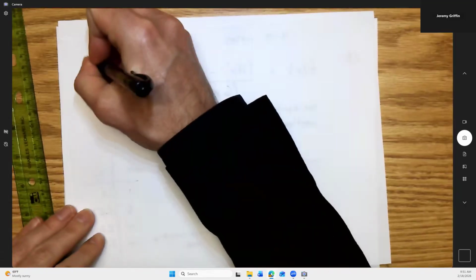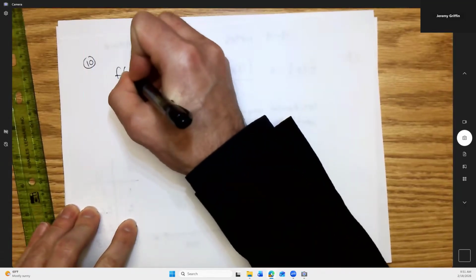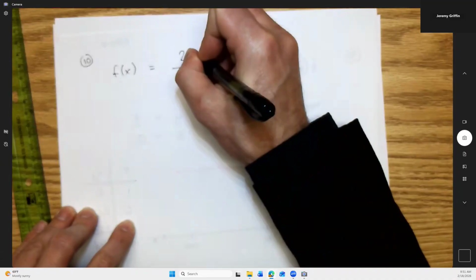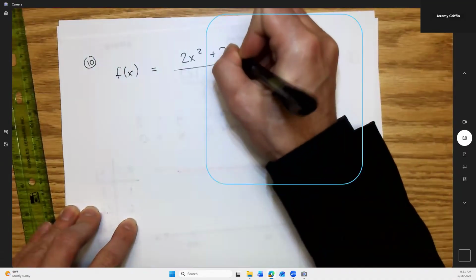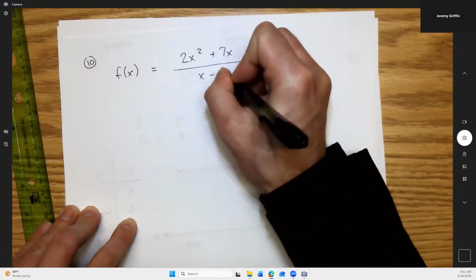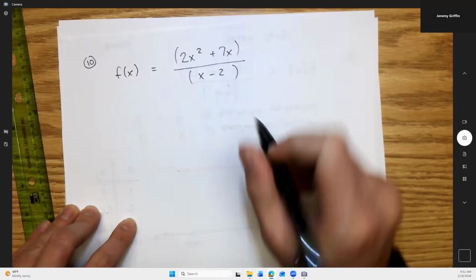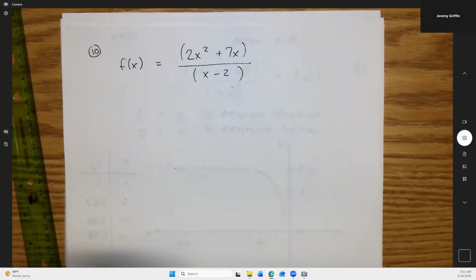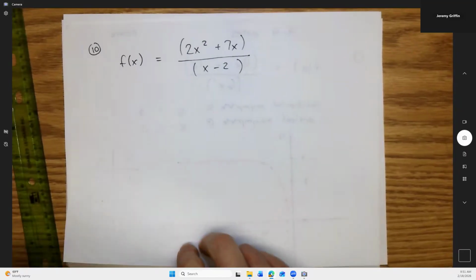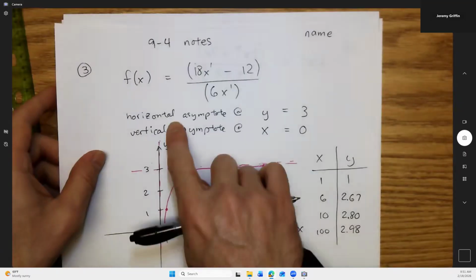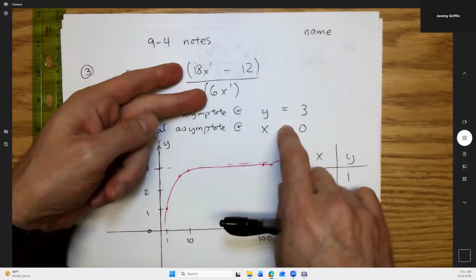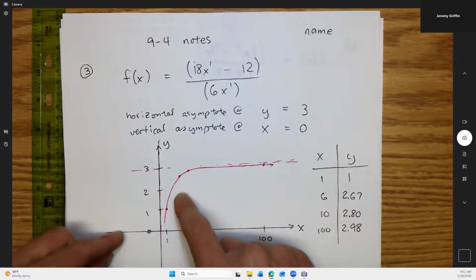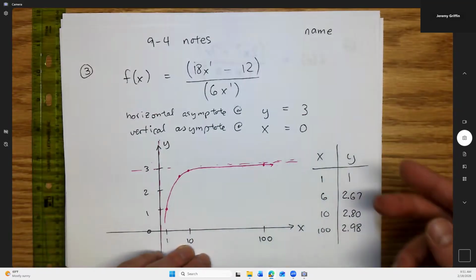Number 10: f of x equals a fraction, with 2x squared plus 7x in the numerator and x minus 2 in the denominator. Let's copy that. Now, if I go back to the previous question, how did I get the horizontal asymptote? Remember I plugged in like 1,000,000 for x, like we're pumping out 1,000,000 parts at the factory? It's asymptotically approaching 3, and the graph also backs that up. It's asymptotically approaching y equals 3.